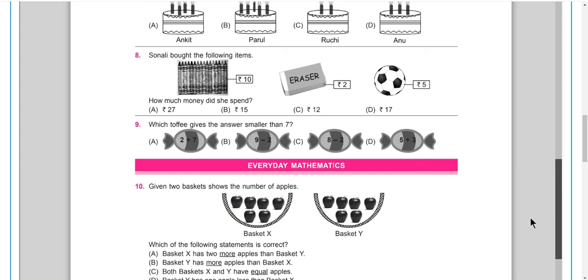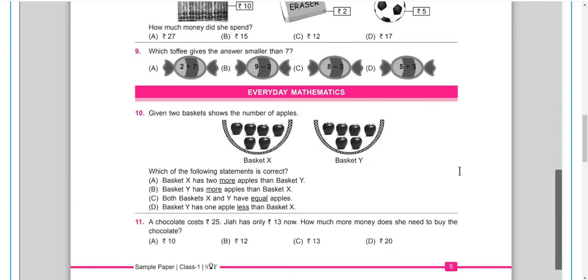Okay, so you might get these kinds of questions in the question paper where the examiner can ask you to have four toffees or options, and they might ask which answer is smaller than 7, or which number is greater than 7, greater than 9, or equal to 9. So you should know, first of all you need to solve all the options, and then find out what the exact answer should be. Okay, so let's move over to the next question.